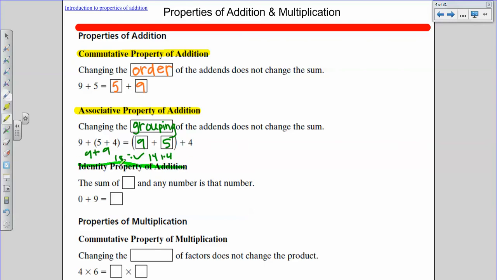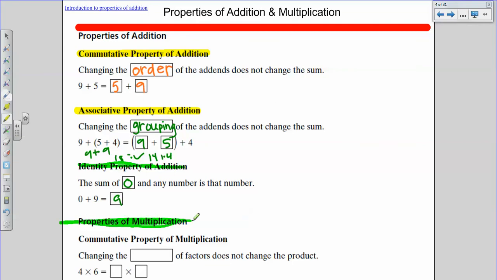All right, our next property is the identity property. And the identity property says the sum of 0 and any number is that number. So 0 plus 9 equals 9. And that should make sense. If I add 0 to something, I'm going to have the same number that I started with. So these are our properties of addition. We've got 3 properties of addition. Now we're going to move into properties of multiplication.